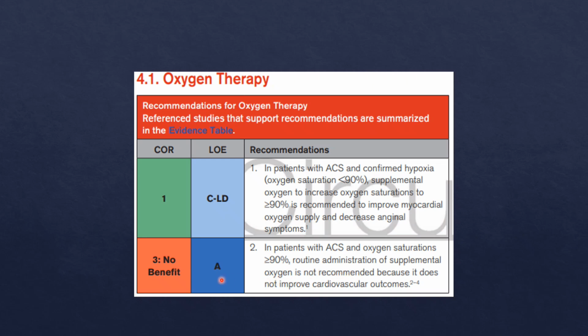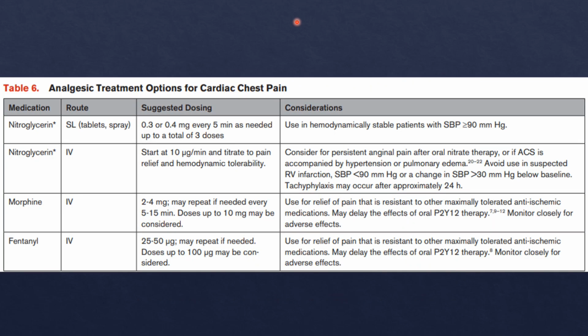Management of patients with pain is of utmost importance, and these are the guideline recommended drugs that can be used for patients with chest pain. Nitroglycerin can be given sublingually and IV, but care needs to be taken for the BP. And other than that, morphine and fentanyl can also be given.